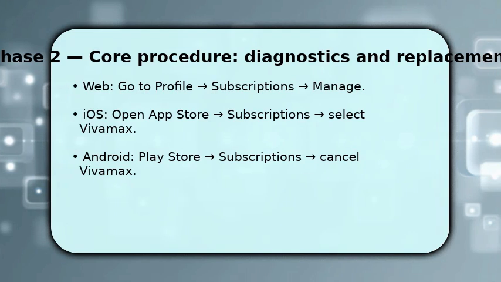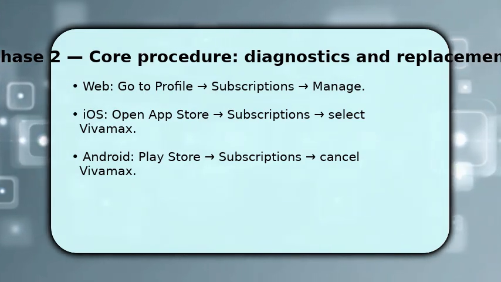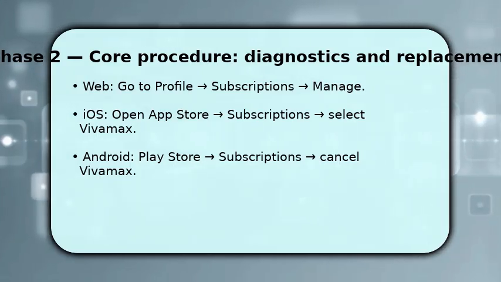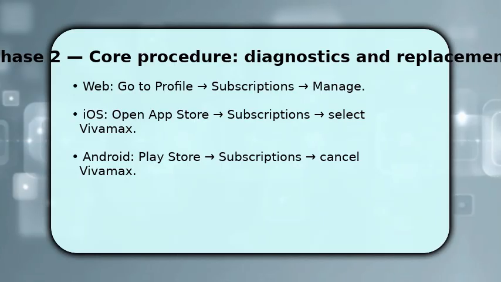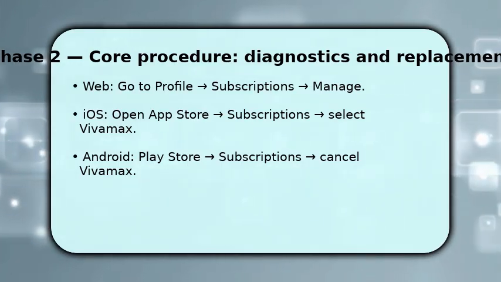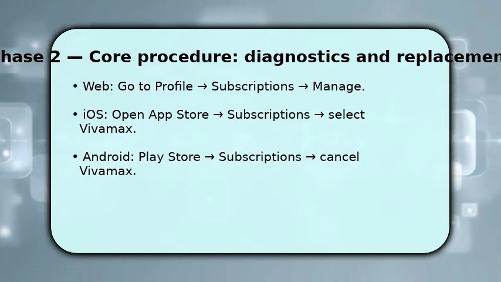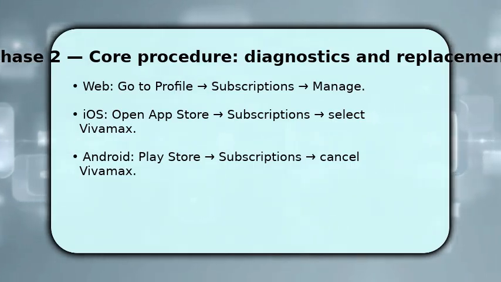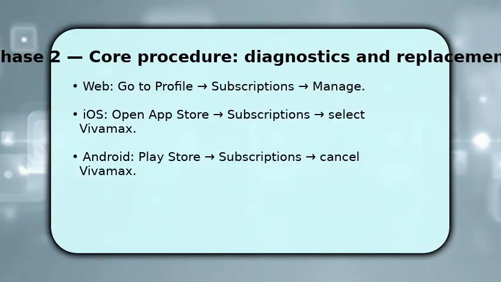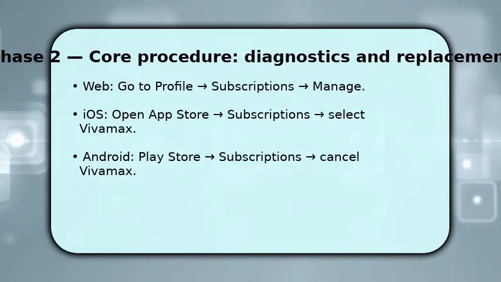You now perform the actual cancellation. Follow the path for your platform. On the web, open Profile, choose Subscriptions, then Manage and Cancel, and confirm prompts. On iOS, open the App Store, tap your profile, Subscriptions, pick Vivamax, then Cancel Subscription. On Android, open Play Store, tap Menu, Subscriptions, select Vivamax, then Cancel Subscription. Once done, watch for a confirmation screen or email. Keep that for proof. If auto-renew still appears, repeat the step carefully.